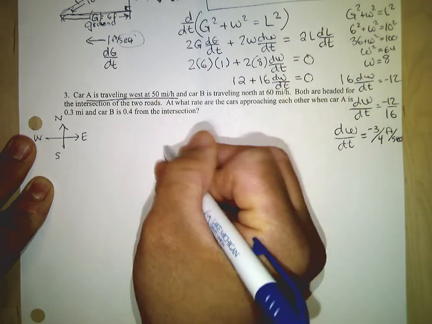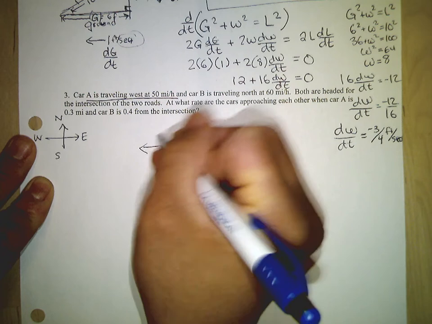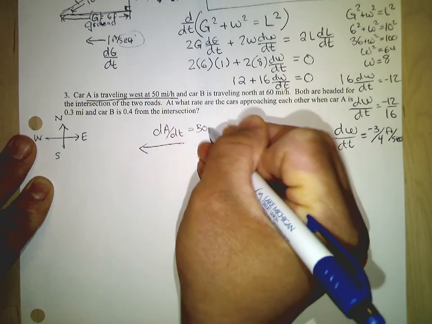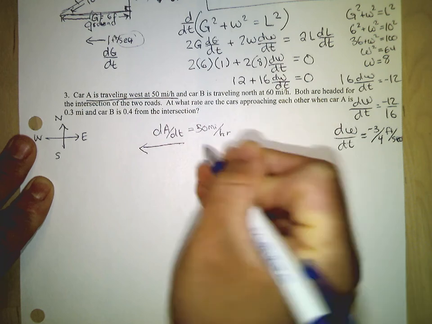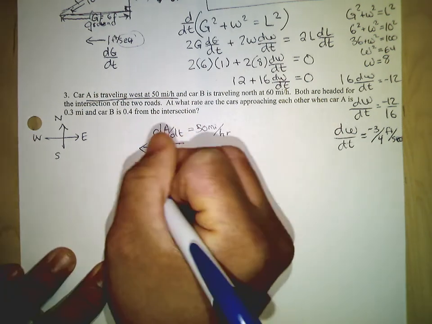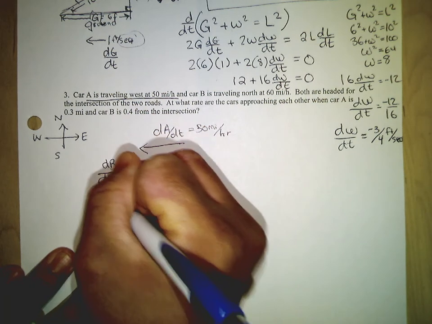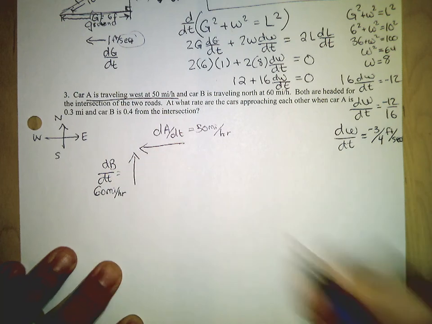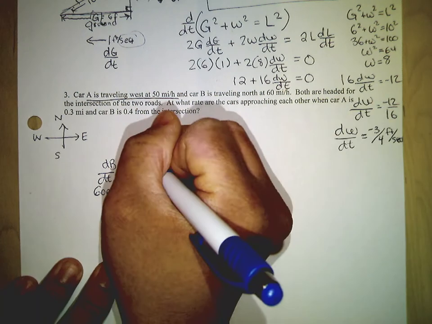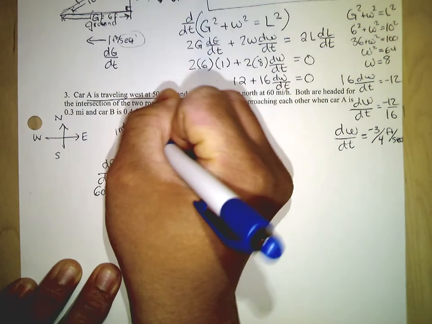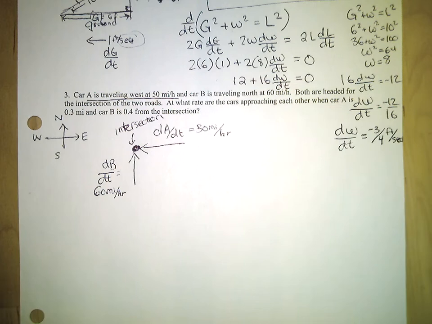All right, so let's say that car A is traveling west at 50 miles per hour, so I'll call this dA dt, 50 miles per hour. And car B is traveling north at 60 miles per hour, so I'll call that dB dt, and that will be 60 miles per hour. And both are headed for the intersection of two roads. So here is the intersection that these two cars are headed for. At what rate are the cars approaching each other?